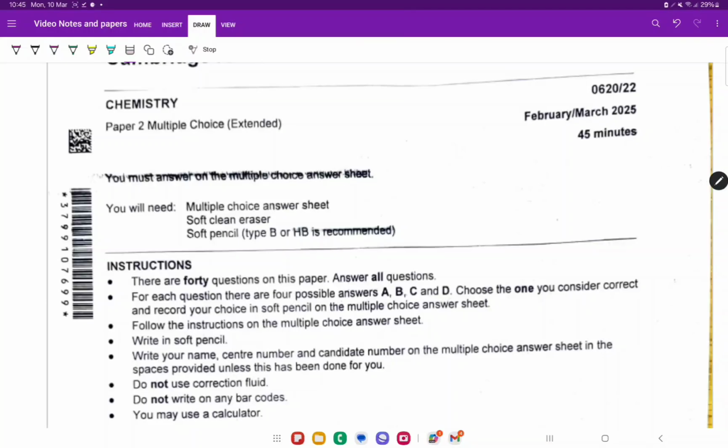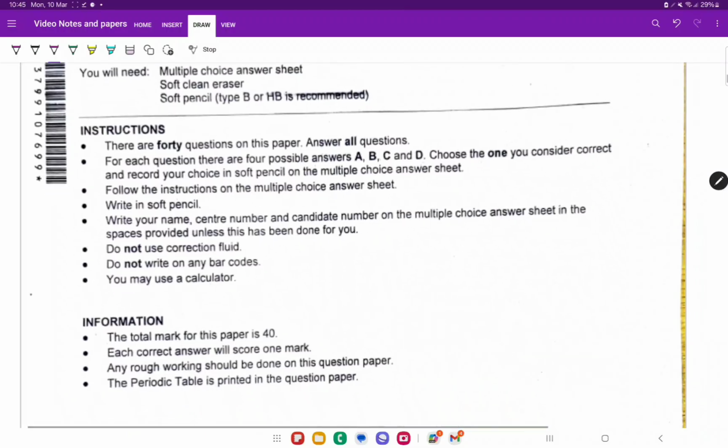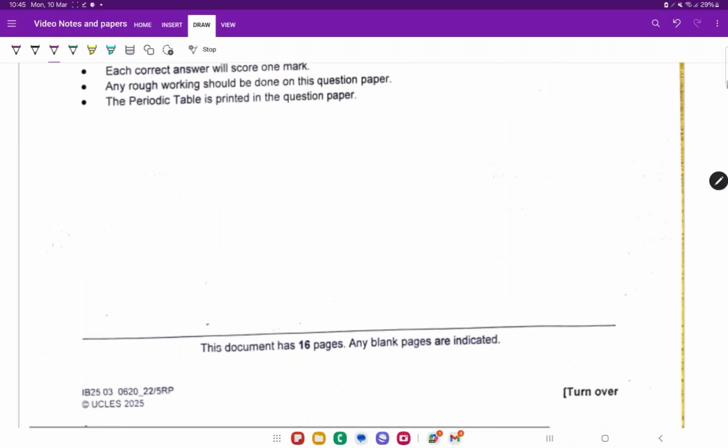Hello everyone. Today we are going to do Paper 2 of the IGCSE Feb/March variant, which was in the Indian subcontinent on 6th of March. This paper has 40 questions and 45 minutes, which we have to do.